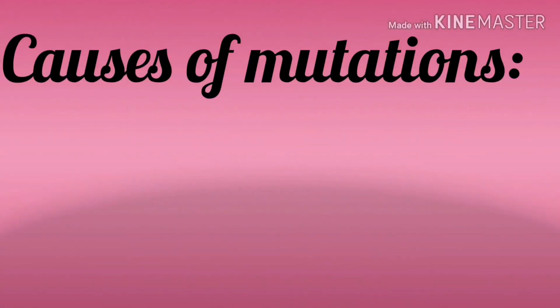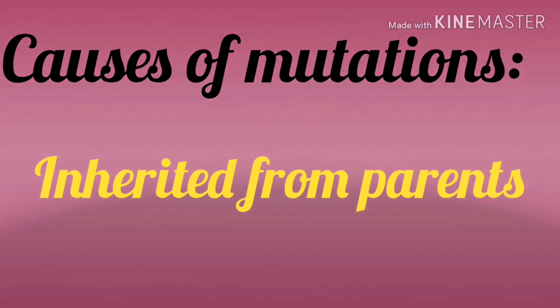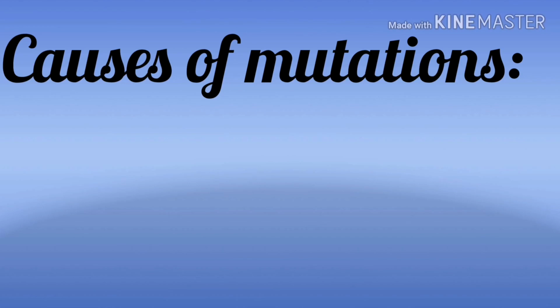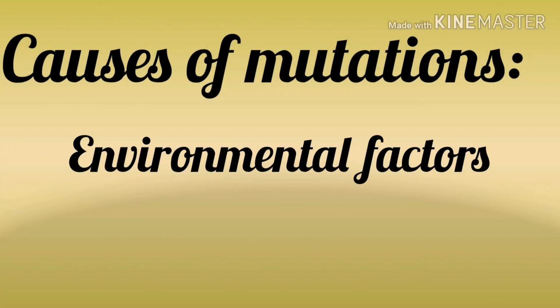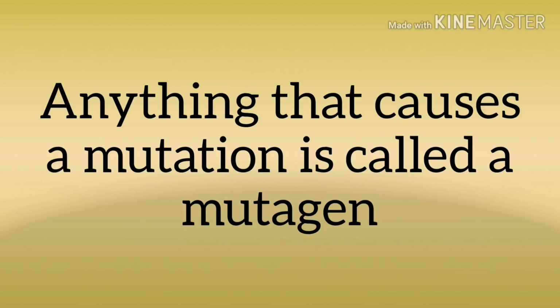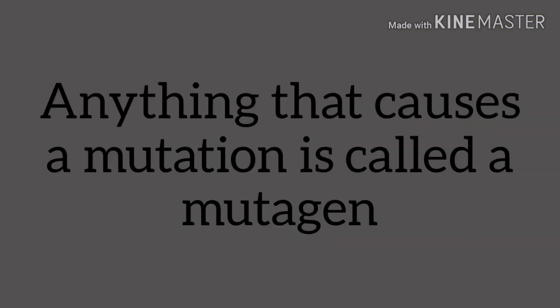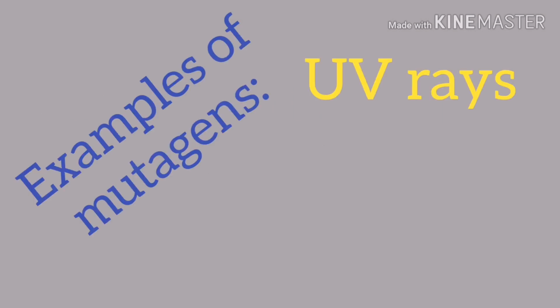So as mentioned before, genetic mutations can actually be inherited from a parent, or the mutation can be acquired in one's lifetime. It will be present in only certain cells and not every cell of the body. These mutations can be caused by environmental factors or chemical substances. Any factor or substance that causes a change in the genes or shape of the DNA is called a mutagen. Examples are UV rays, changing the DNA and causing skin cancer.